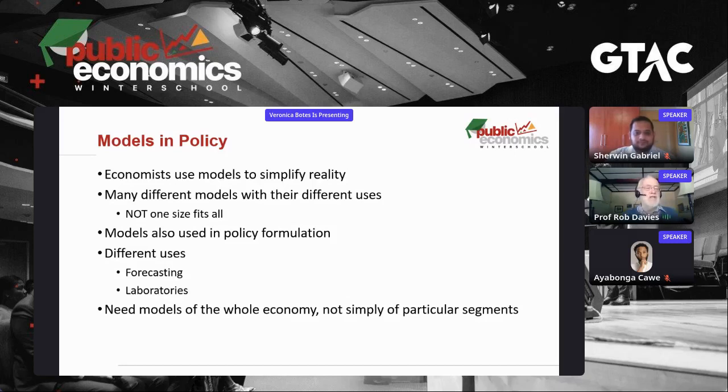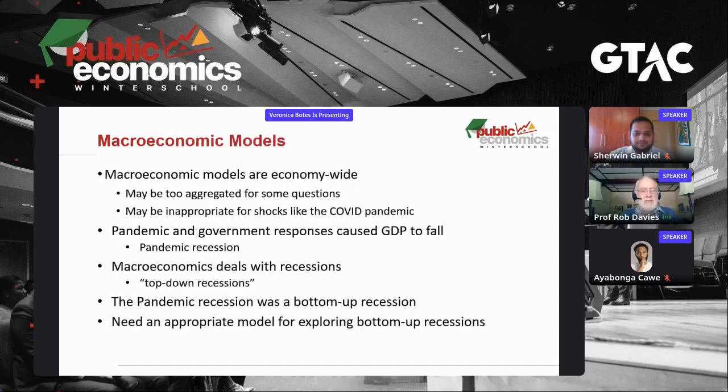So when we look at this in a policy environment, we need models of the whole economy, not simply a part of it. We may have a specific policy that aims at a specific sector, but that has repercussions for the whole economy. And policy makers are interested in what the impact on the whole economy is. So we need models that take into account the whole economy.